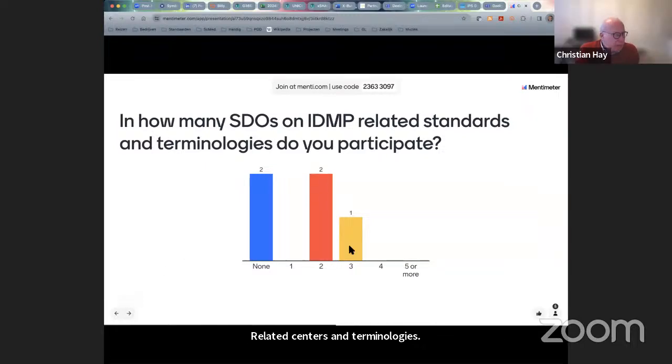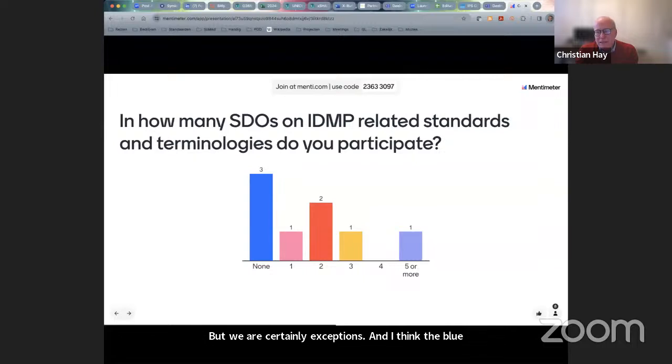When Robert and I prepared this question, we were thinking that we work in an ecosystem, and many of us in Work Package 1 at least are engaged in more than one SDO, and sometimes a lot. But we are certainly exceptions, and I think the blue bar is more realistic. Not everybody is engaged in standard development activities. But those who are, we thought, are sometimes engaged in many organizations, and apparently that's not right. I see 2 is well ranking.